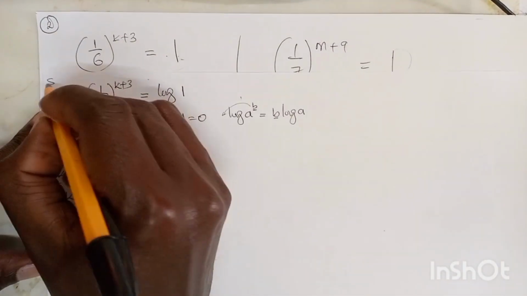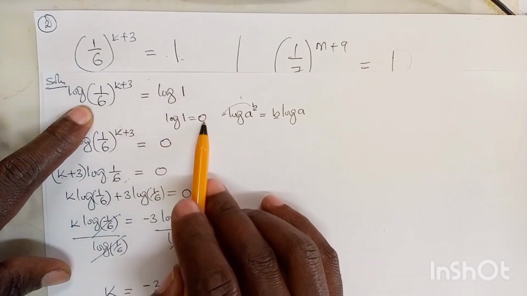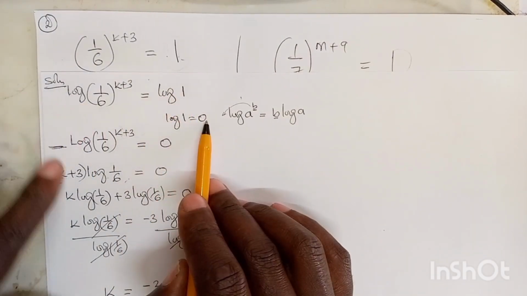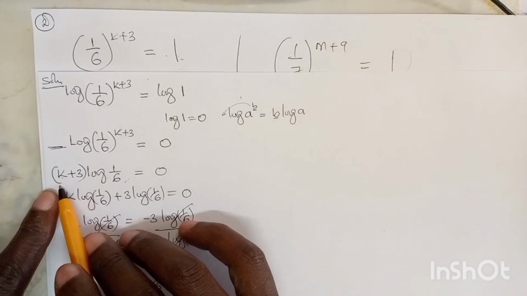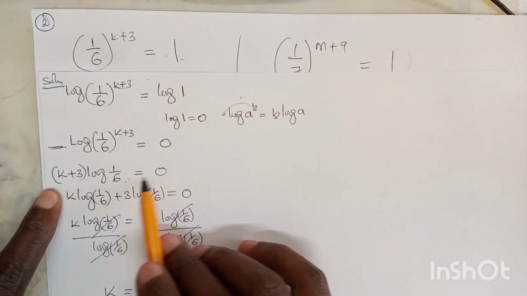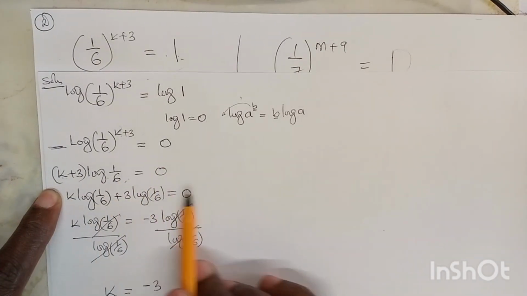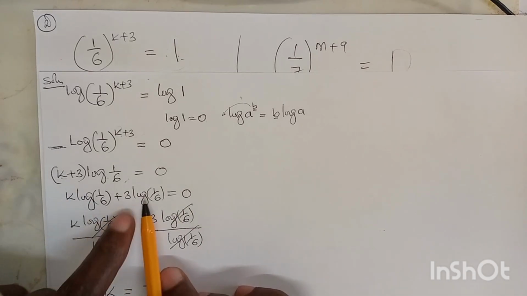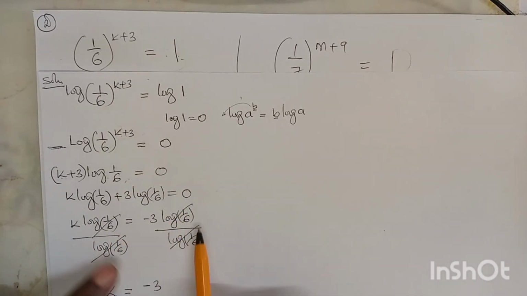From this, the solution to number 2 using the logarithm method is: replace this one with a 0 because log 1 is 0. Then bring this power down, and you get (k + 3) log 1/6 equals 0. Then open the brackets, move the term to the other end, and divide by log 1/6 on both sides, and you get this answer.